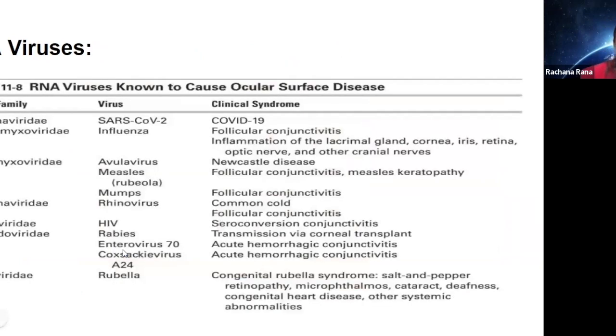The next chapter is RNA viruses. Among the RNA viruses are coronavirus, orthomyxoviruses, and paramyxoviruses. But I just want to focus on the coronavirus, which is the COVID-19 virus, where there was a lot of follicular conjunctivitis in our OPDs in the COVID era, and nowadays also we can see a lot of COVID patients presenting with conjunctivitis.